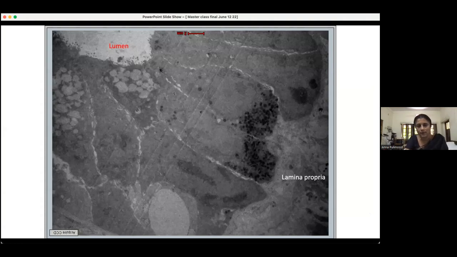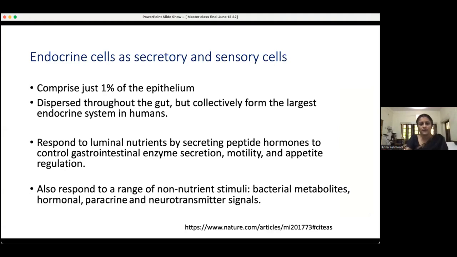This is an electron microscopic view of the endocrine cells, and you see the lumen here. So the endocrine cell communicates with the lumen, can pick up signals from there, and then discharges granules into the lamina propria, where it can influence all the cells and connective tissue around it. So endocrine cells are both secretory and sensory cells.